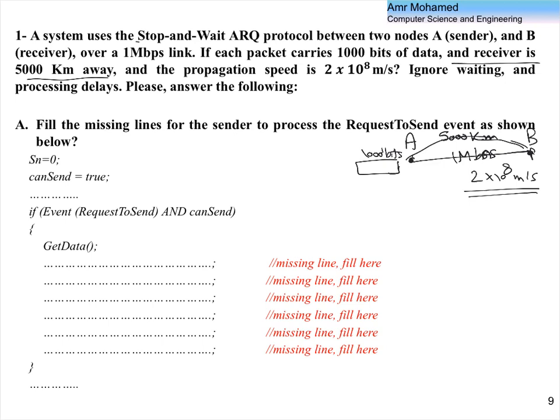So for the first part of the question, we need to fill the missing lines for the sender. Pay attention to the question very, very carefully here. We need to fill the missing lines for the sender to process the request to send event. Question now: how many events, for the case of stop and wait ARQ, does the sender need to process?